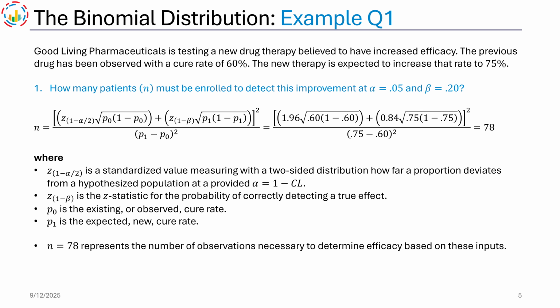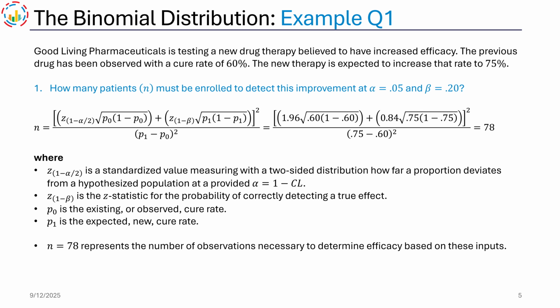First, the standardized z-statistic of a two-sided test at 1 less alpha divided by 2 is multiplied by the square root of the original probability, p of 0, multiplied by 1 minus the original probability. Second, the standardized z-statistic at 1 minus beta of 0.20 is multiplied by the square root of the new probability, p of 1, times 1 minus the new probability. This square term is then divided by the square of the new expected probability minus the original probability.